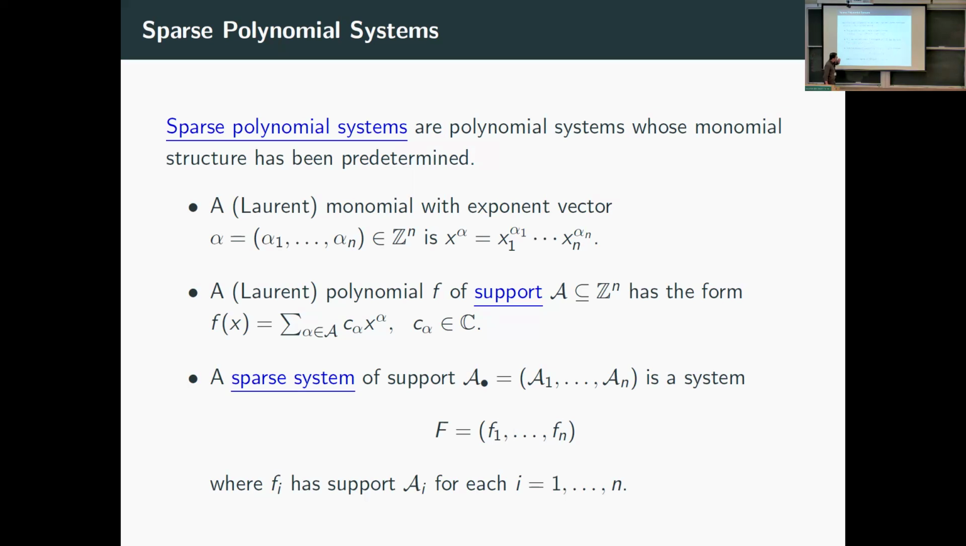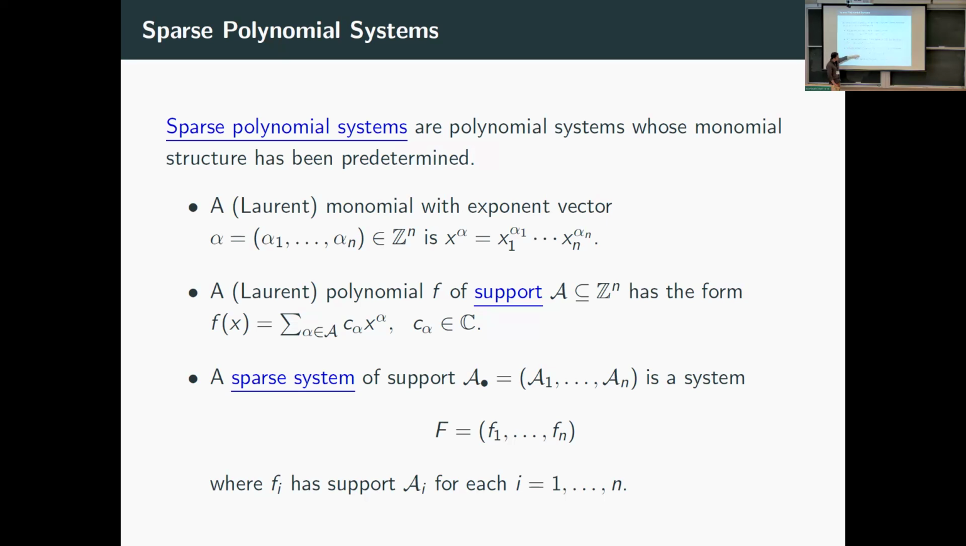And so if you choose a set A in Z^n, this is going to be our way of choosing the monomials that we allow to appear in a polynomial. We'll call that a set of support, or a support. And so a polynomial f of support A is just a linear combination of those monomials, and we'll allow the coefficients to be complex numbers. So we have complex systems, or complex polynomials.